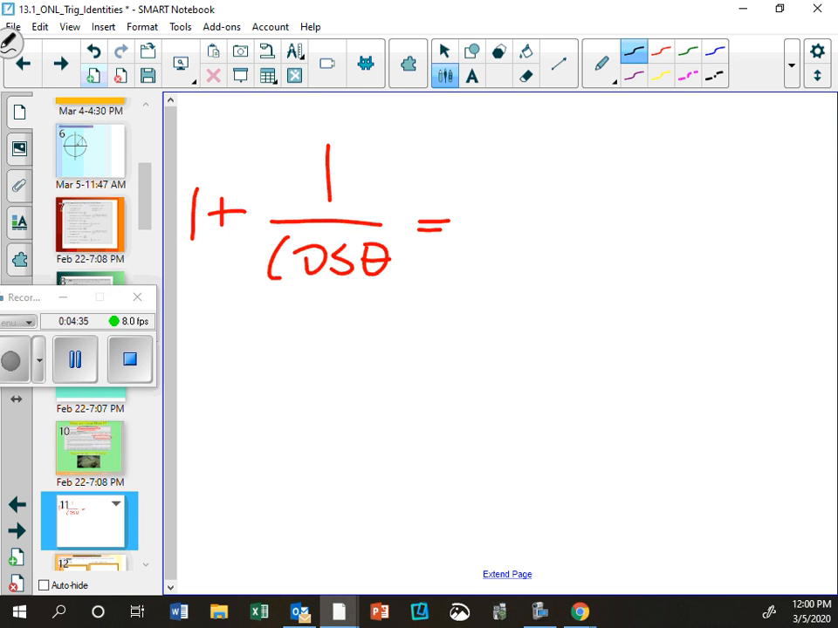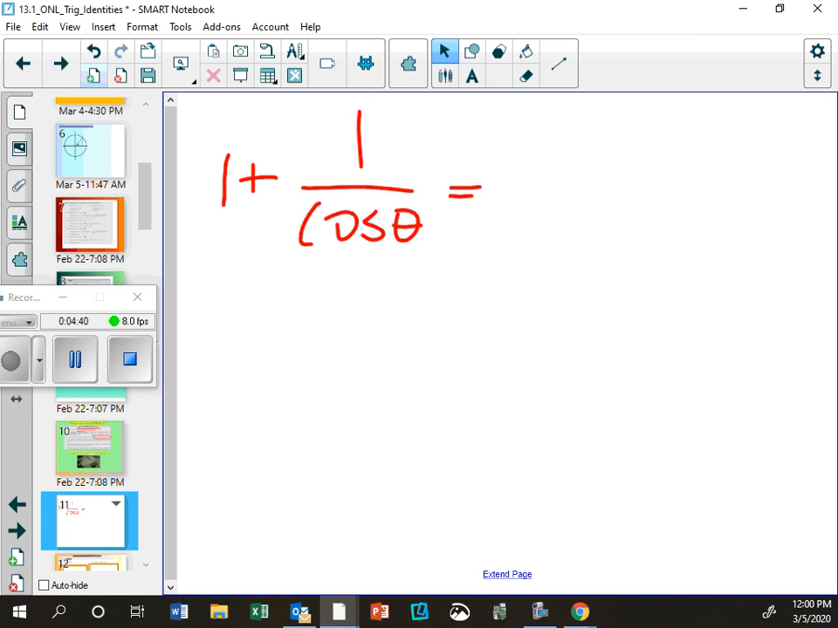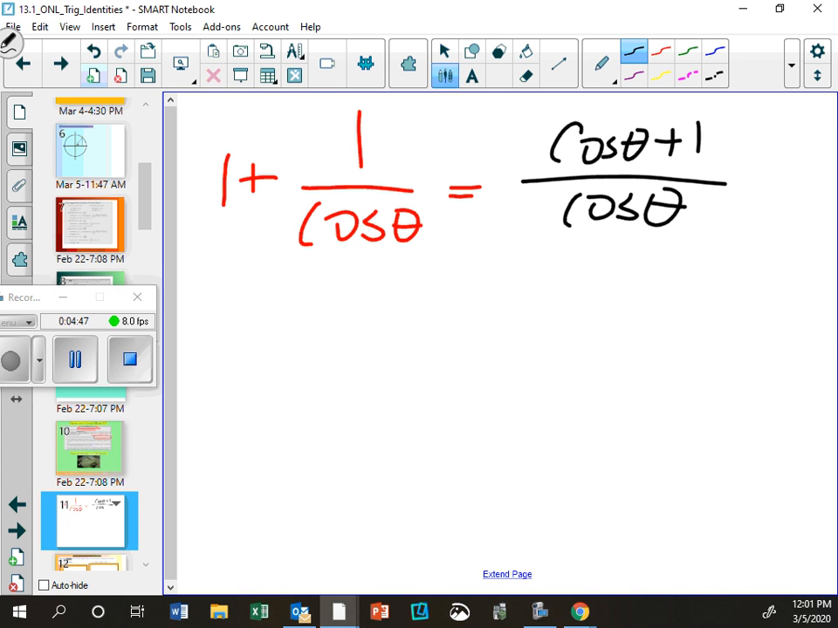Okay? So I'm going to ask you to prove that this is equal to cosine of theta plus 1 over cosine. Prove that that's equal to that. It's going to require you to be able to do a common denominator. I'll pause for a second while you and your partner take the red side and try to get it to have a common denominator. Okay, so here's how you do it. First, we give it the denominator. Then we're going to multiply the top and the bottom by cosine.